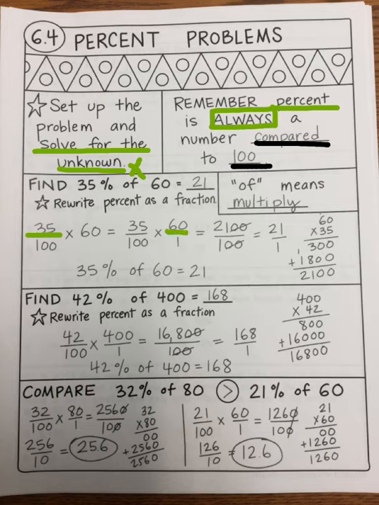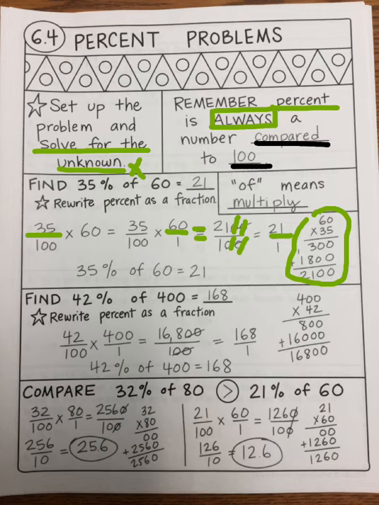And then when they multiply, they ended up with 2,100 over 100. They did all of the work over here. You can see that. So that, when you mark off your zeros here, you're going to end up with 21 over 1. Now that's just the whole number 21. That's all that is. So 35% of 60 equals 21. That's how the problem is set up.